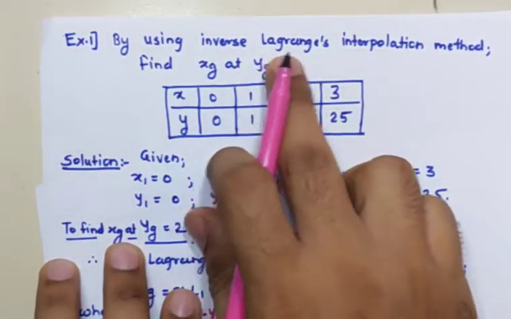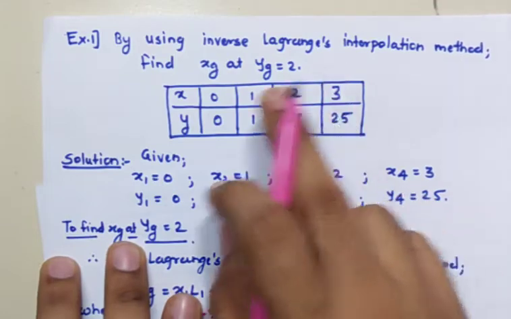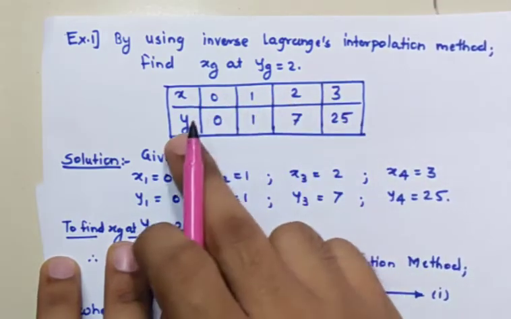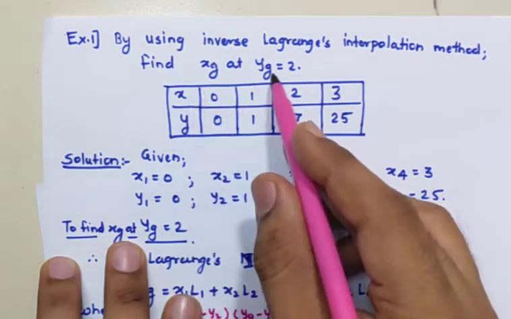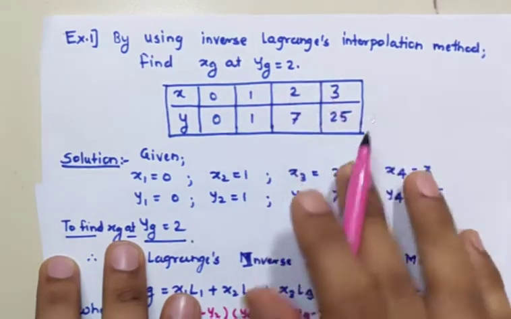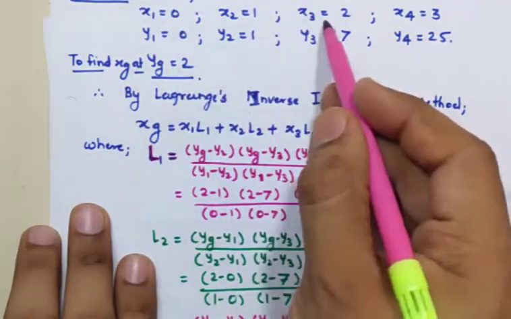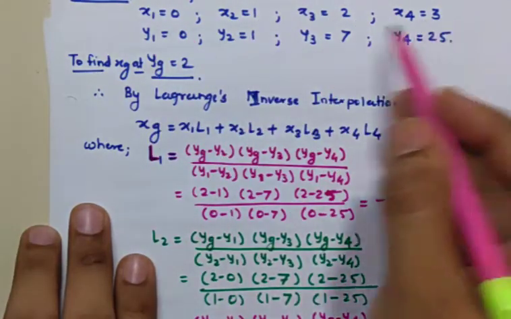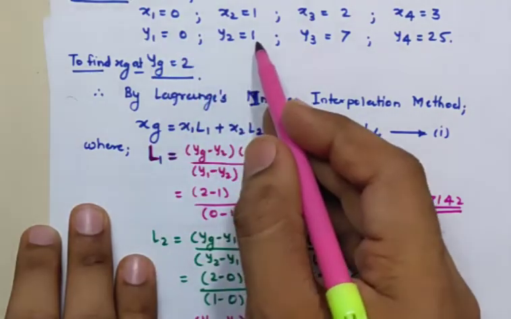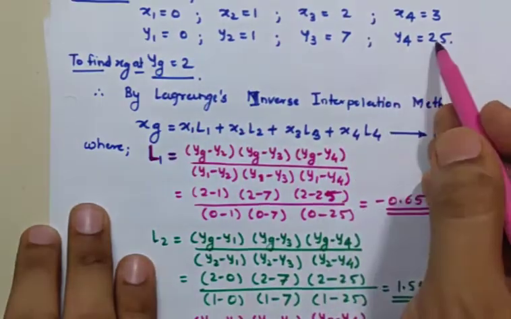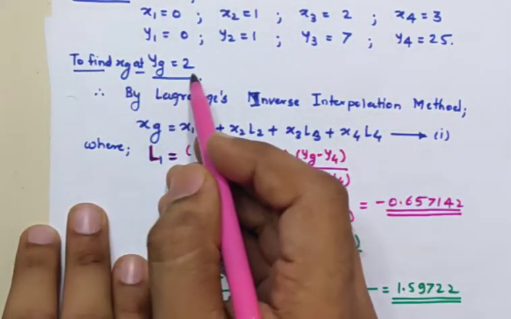By using the inverse Lagrange's interpolation method, find xg at yg equal to 2. So we have different values of x and different values of y, and we have to determine the value of x at yg equal to 2. Solution: given x1 is equal to 0, x2 is equal to 1, x3 is 2, x4 is 3. The corresponding values of y are y1 equal to 0, y2 equal to 1, y3 equal to 7, y4 equal to 25. Here we have to determine the xg value at yg equal to 2.